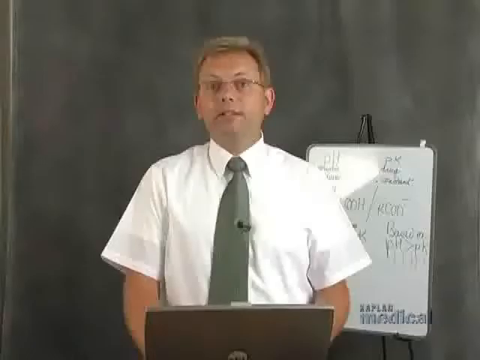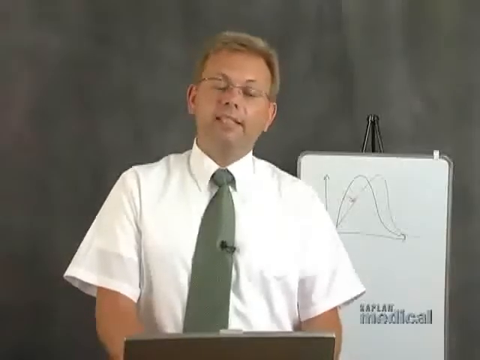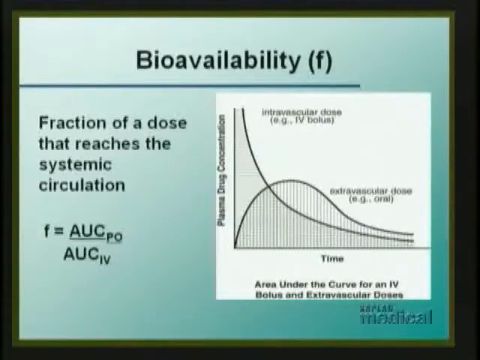This should therefore be the largest AUC possible. The AUC extravascular, there might be some losses of drug on the way, so you would expect the AUC PO to be smaller. As a result, F, the ratio, should be at best equal to 1. And if F equals 1, meaning the AUC PO equals the AUC IV, that would be a sign where extravascularly administered drug completely reaches systemic circulation.